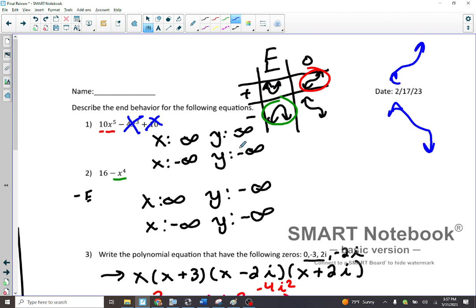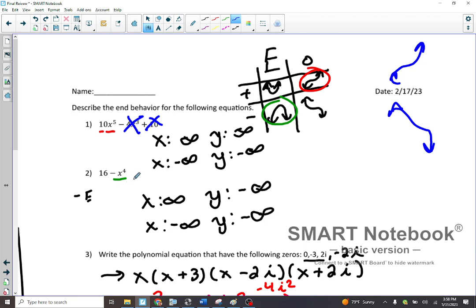Why would the y be negative? If I plug in a negative into here, it's an odd power. So it'll be a big negative number times 10, which is negative. Negative 10 to the fifth power will be negative 100,000.